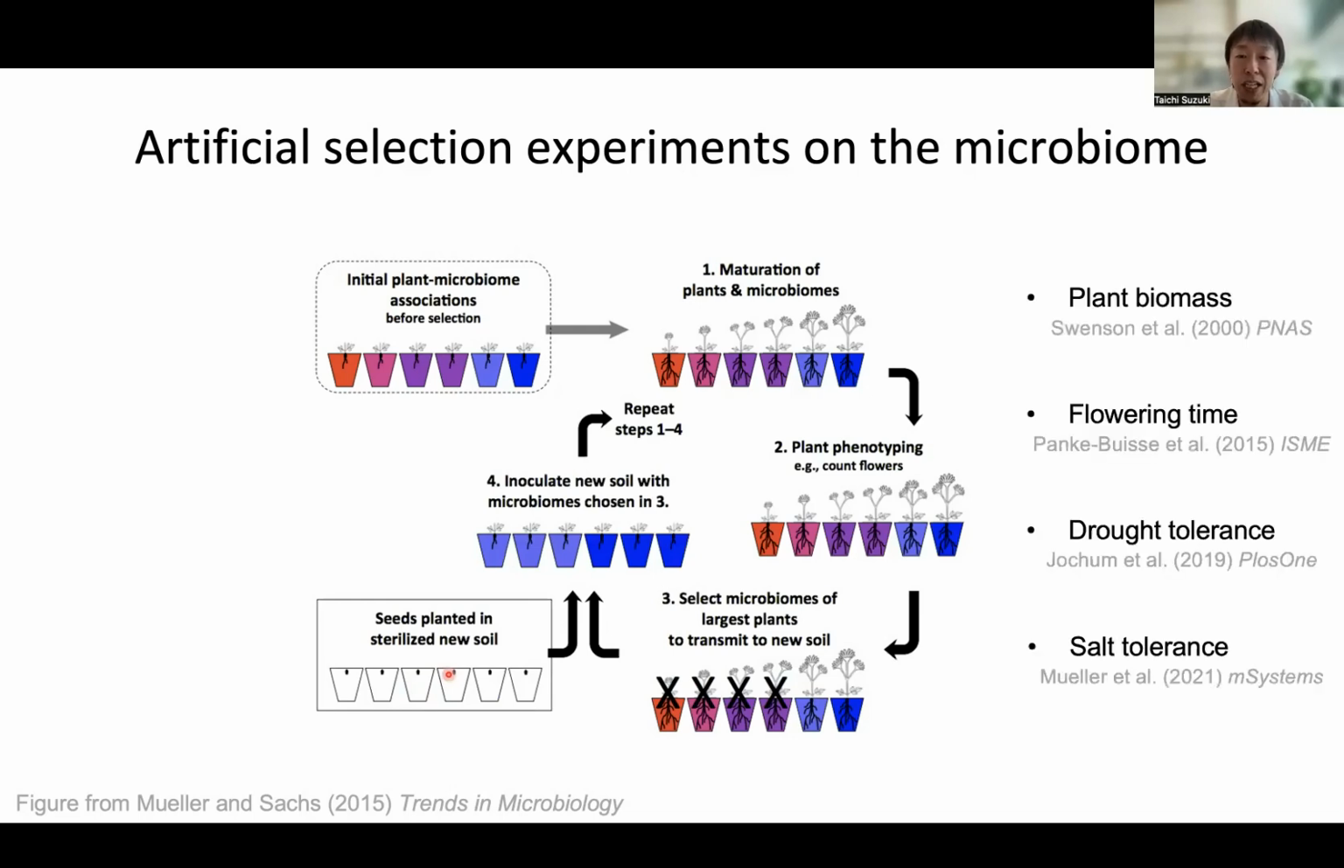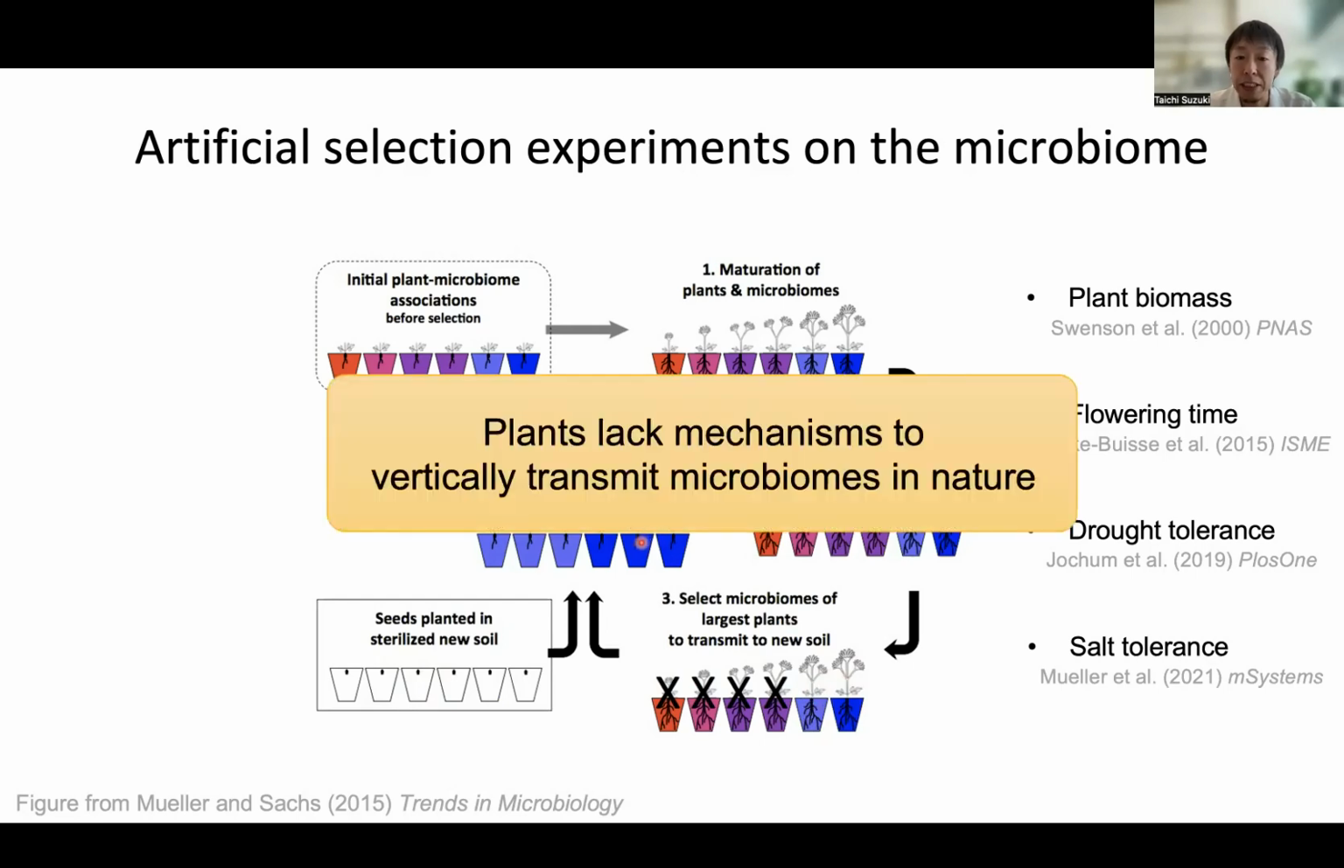People have shown that the selection on the microbiome can shift traits like plant biomass, flowering time, drought, and salt tolerance without any changes in the plant genome. One of the keys here is that these microbial communities are transmitted from one generation to the next. But in general, plants lack these mechanisms of vertical transmission in nature. So it will be interesting to test this in a system where we know that microbes are transmitted across generations.